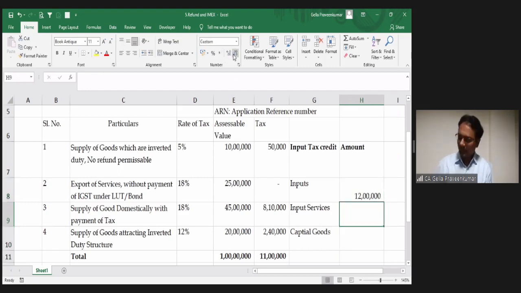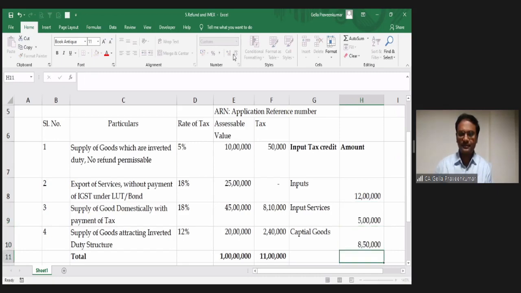My inputs is 12 lakhs. My input service is 5 lakh. And say my capital goods is 85,000. So what would be my total?